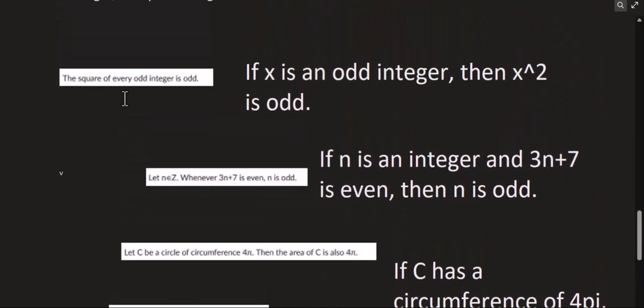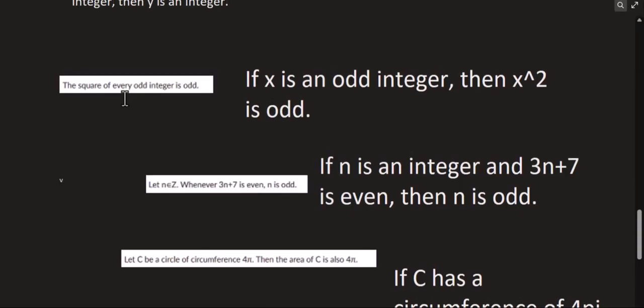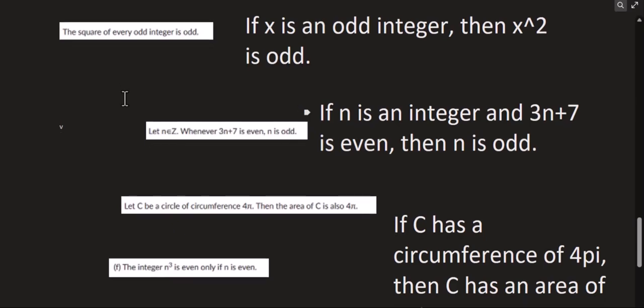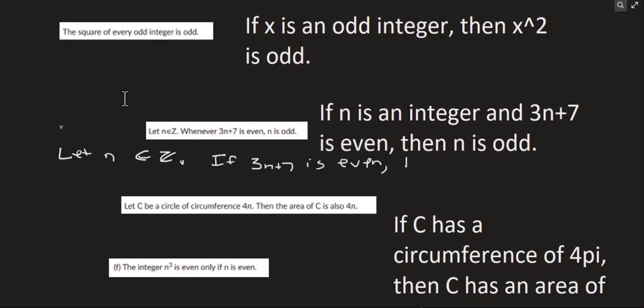Also on this one, if n is an integer and 3n plus 7 is even, then n is odd. We could also say let n be an element of the integers, period. If 3n plus 7 is even, then n is odd.